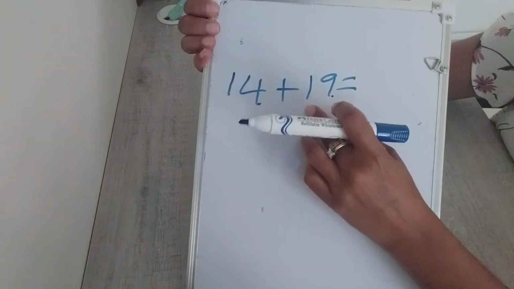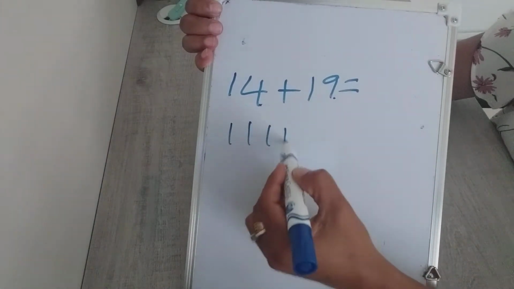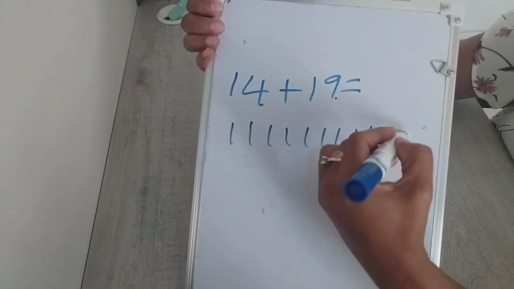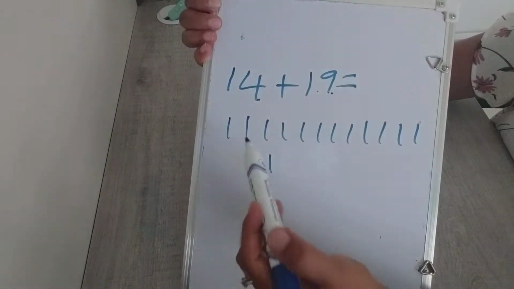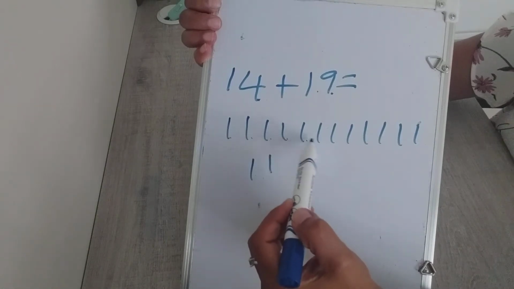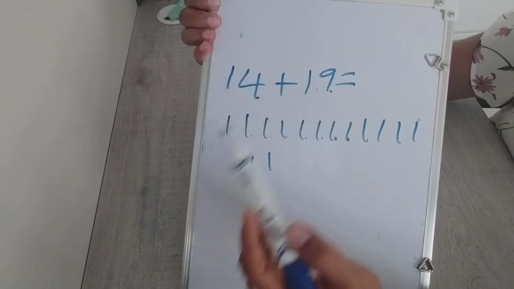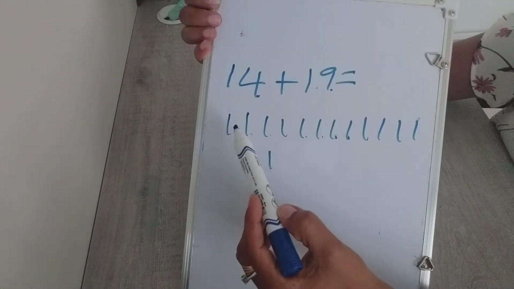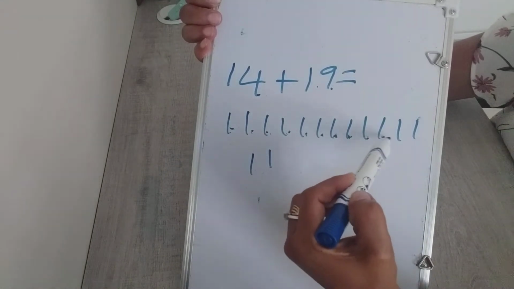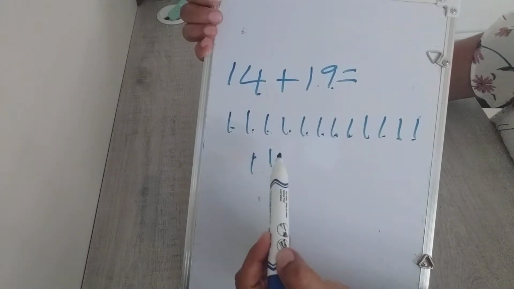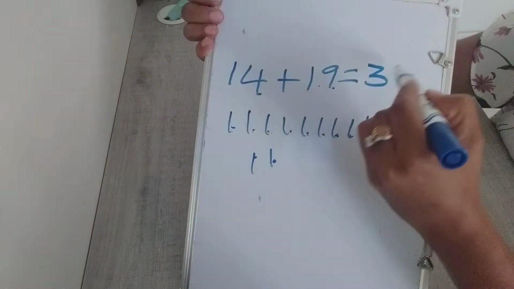If you want the bigger number, keep it in your head, and count this. For example, 1, 2, 3, 4, 5, 6, 7, 8, 9, 10, 11, 12, 13, 14. I have 19 in my head. I will count 20, 21, 22, 23, 24, 25, 26, 27, 28. Sorry, 19 in my head: 19, 20, 21, 22, 23, 24, 25, 26, 27, 28, 29, 30, 31, 32, 33. The answer will be 33.